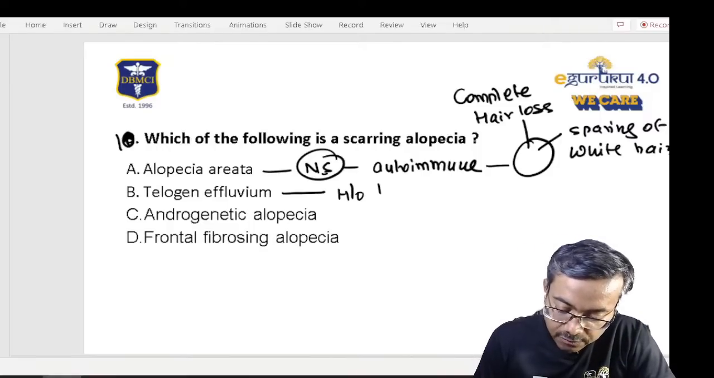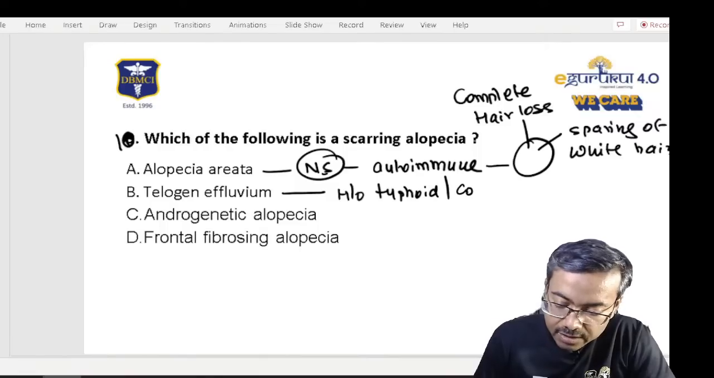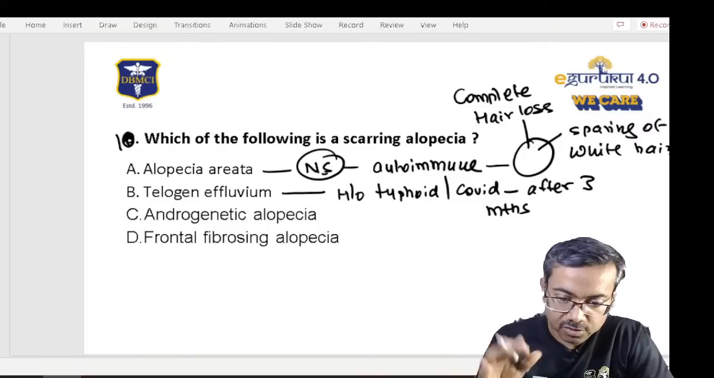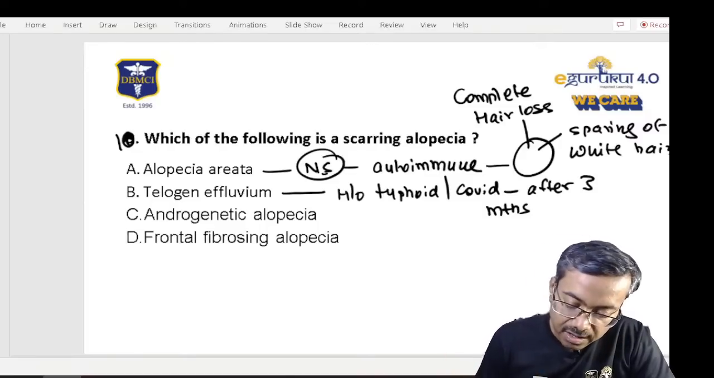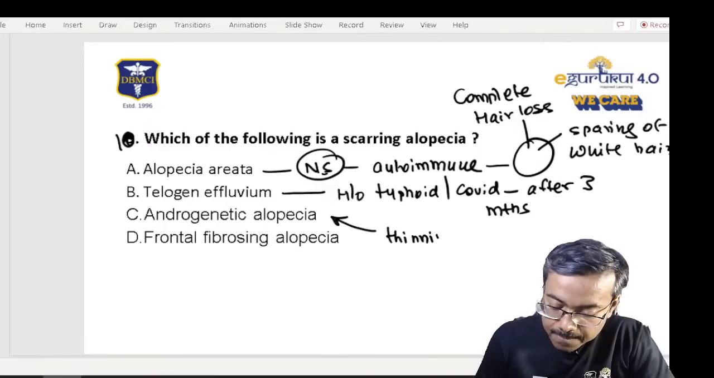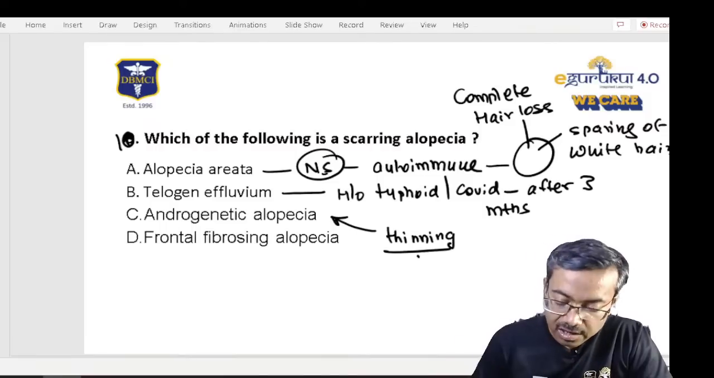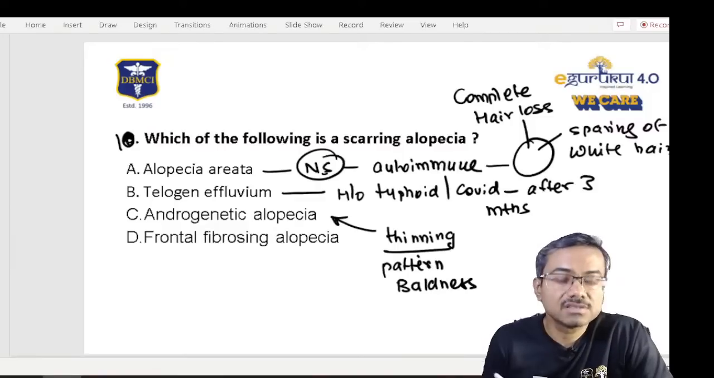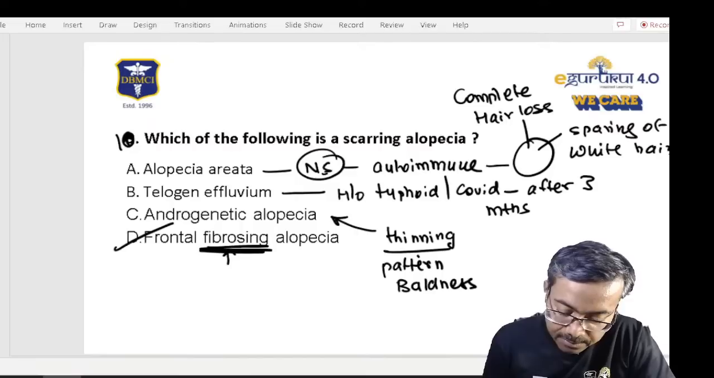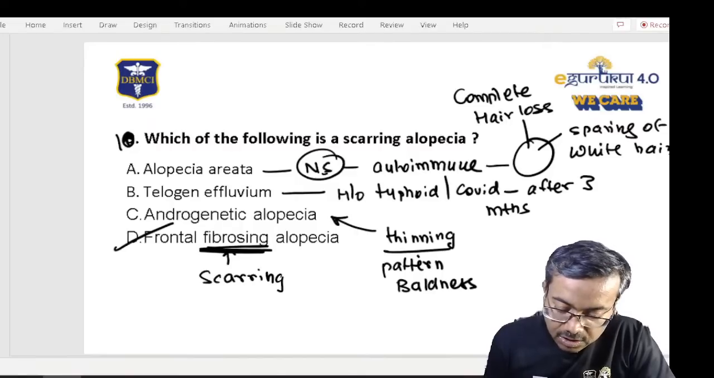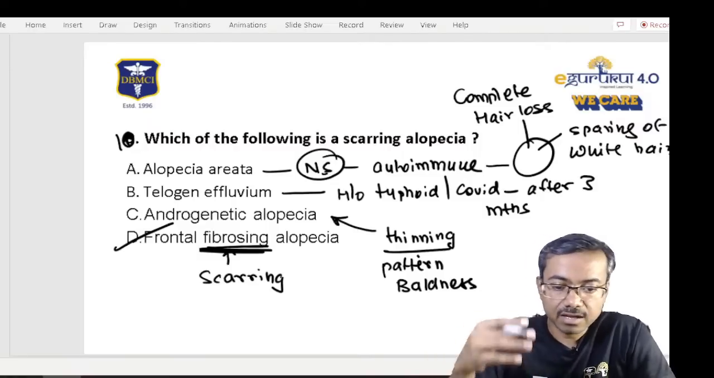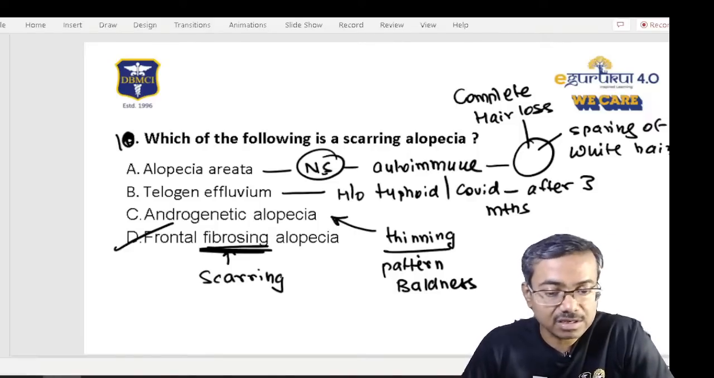Telogen effluvium: usually there will be a history of typhoid or COVID, and after 3 months they have hair loss. Chemotherapy would be anagen effluvium, sorry. So this is 3 months after COVID and typhoid. Androgenetic alopecia: you'll be given a history of thinning of hair, with pattern baldness, which we are going to see after some time. This is non-scarring. Frontal fibrosing alopecia: the word fibrosing means scarring. Even if you don't know the topic, you still know there is fibrosis there, so that's obviously scarring. It's a simple question that you can answer properly even if you don't know the topic.